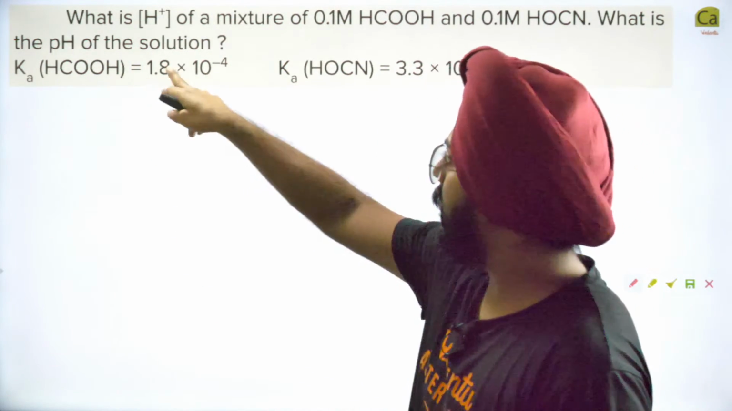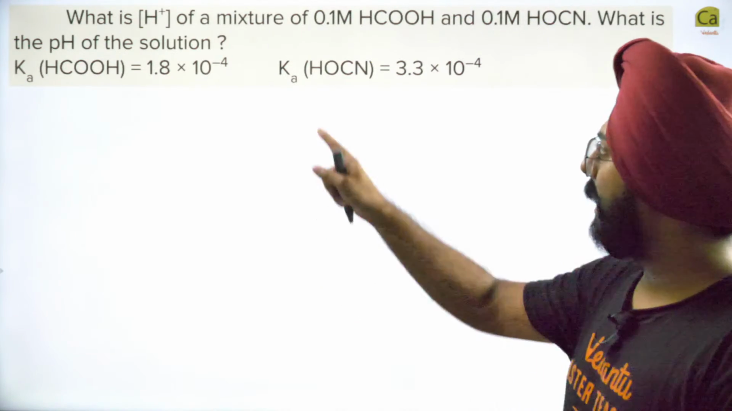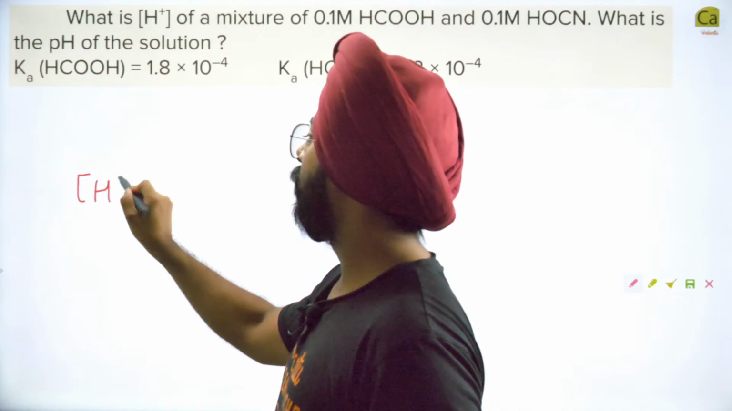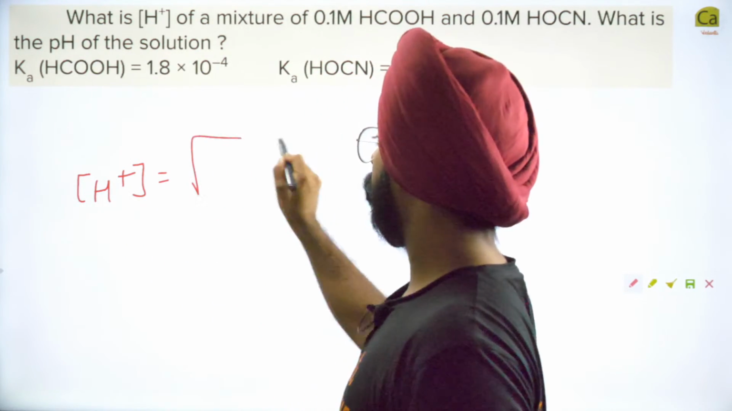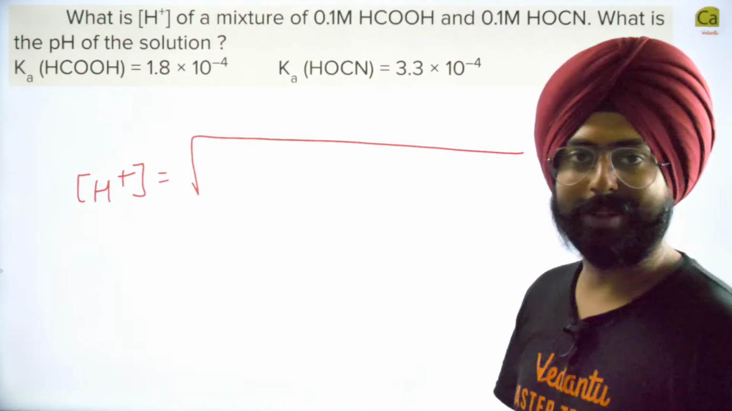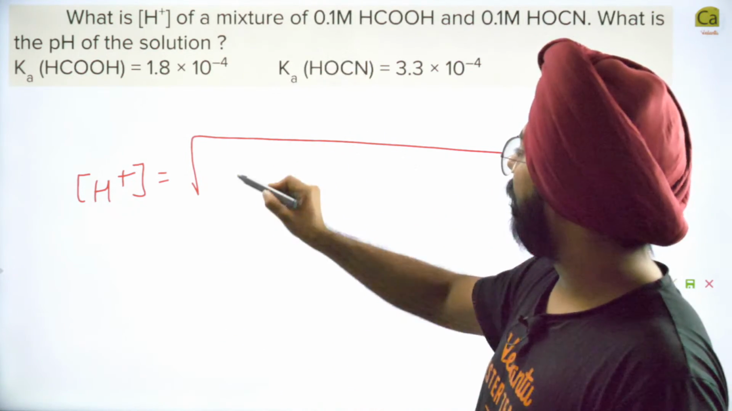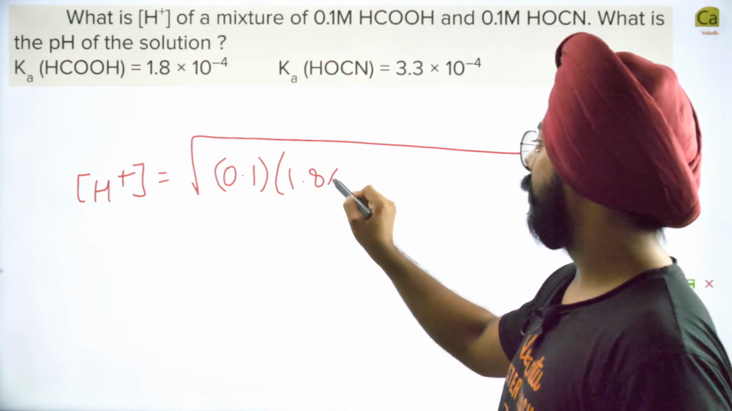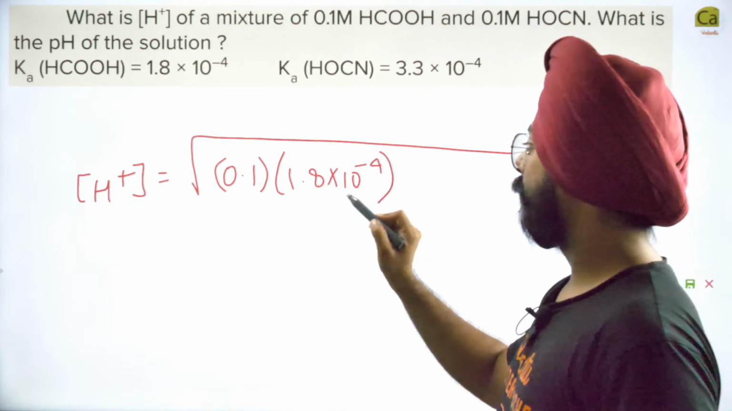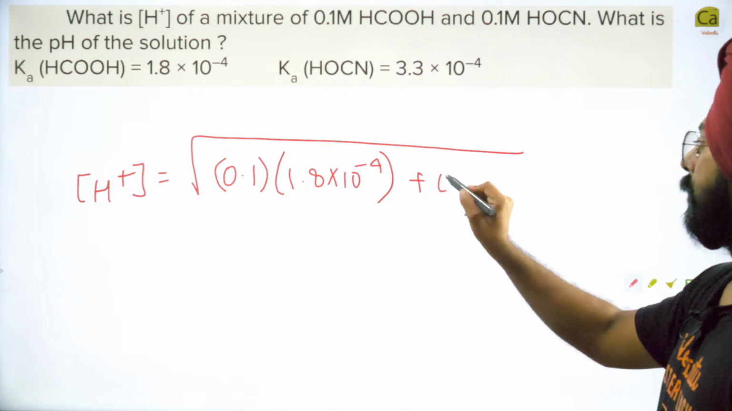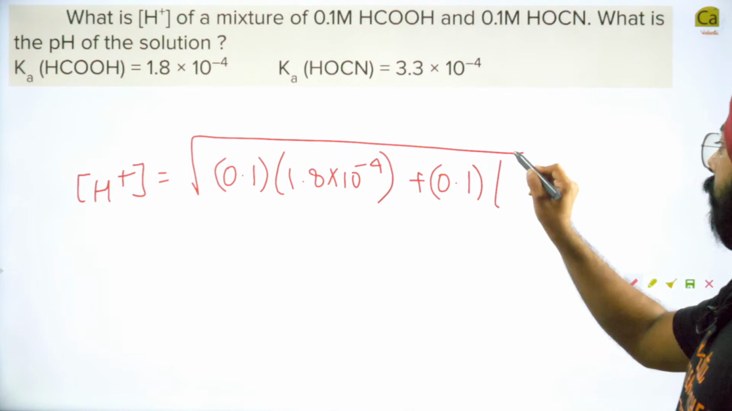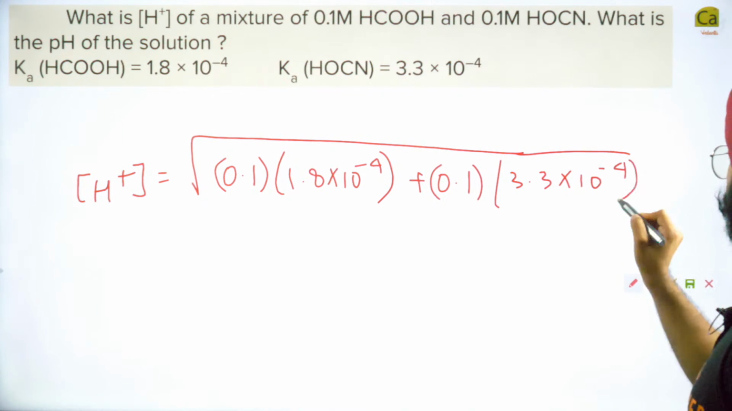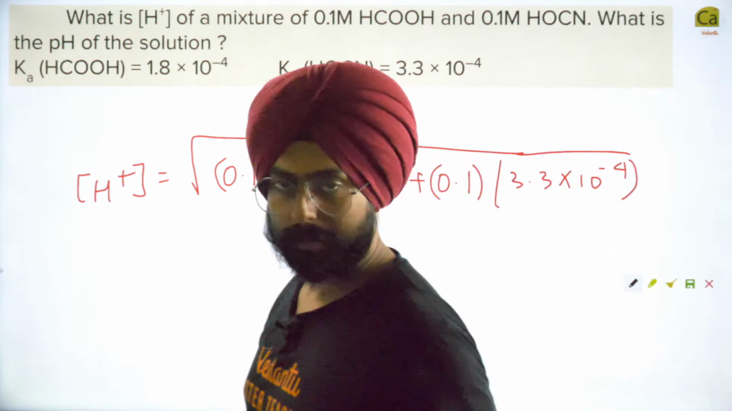Sorry. Ka for both the acids is given to you. Initial concentration of both the acids is given to you. Khatam baat. H positive concentration is equal to root of C1K1 plus C2K2. Yeah, so C1 is 0.1 into K1 is 1.8 into 10 to the power minus 4 plus 0.1 into 3.3 into 10 to the power minus 4. लो भाई ये बात तो यही काफी सिंपल हो गई.